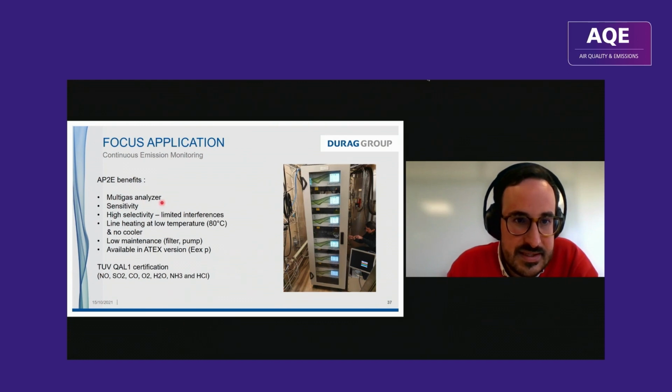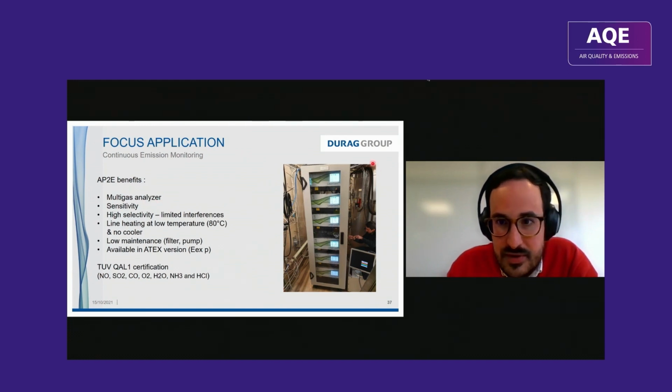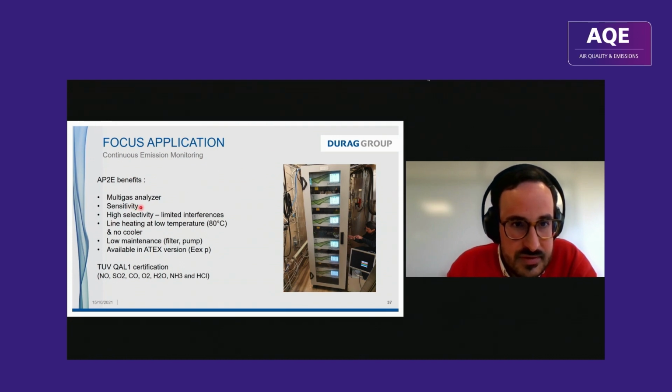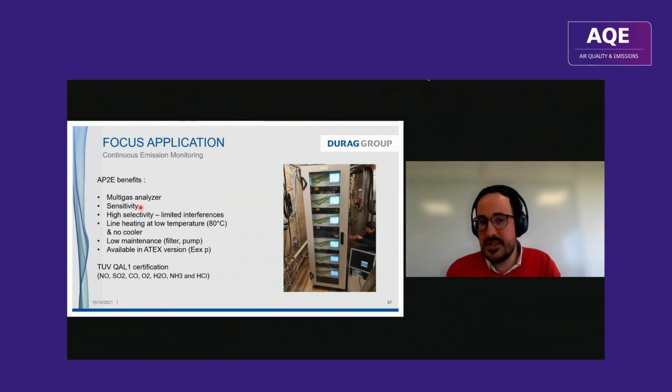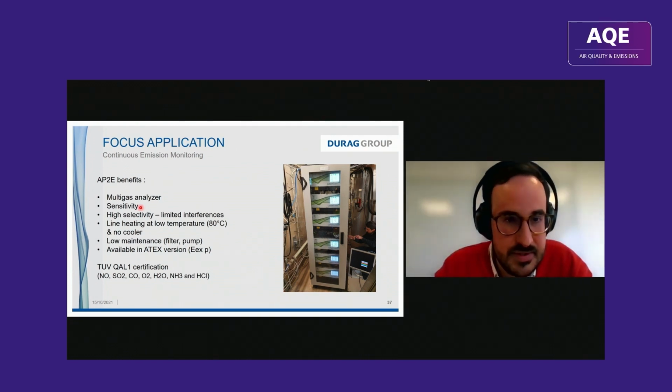First, you have a multi-gas analyzer. For example, here we have a picture of a cabinet with 3 control points, so 3 different stacks in one cabinet, with 3 times 10 gases controlled. So in the entire system, you control 3 stacks with 10 gases. Sensitivity: we go down to ppm, ppb measurement. For example, ppb will be HCl, HF, formaldehyde measurement in the stack.